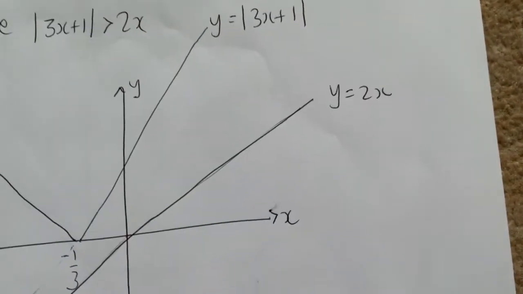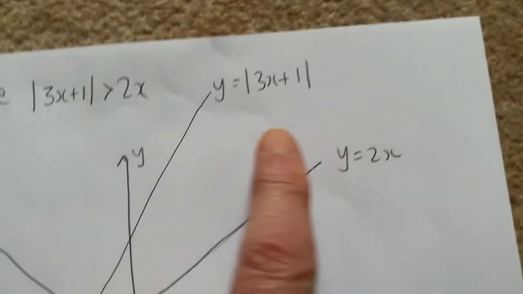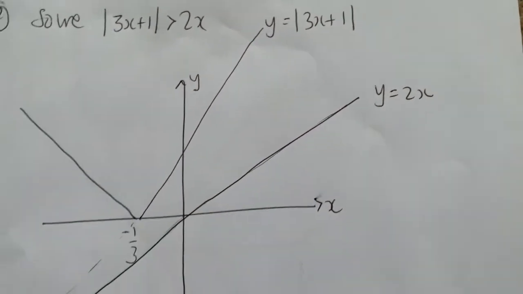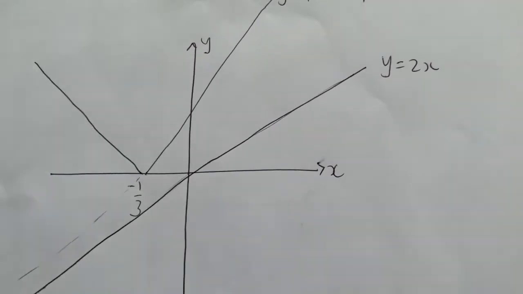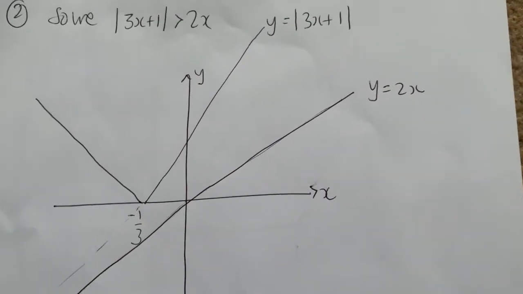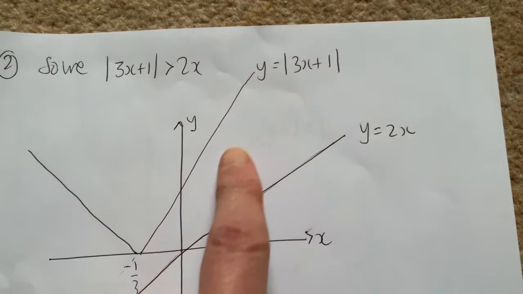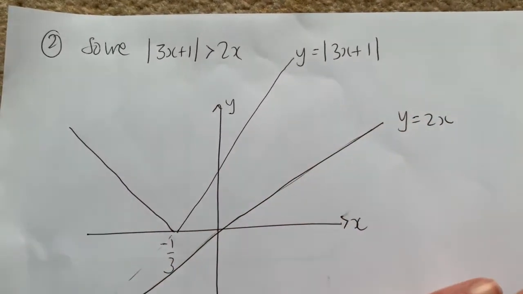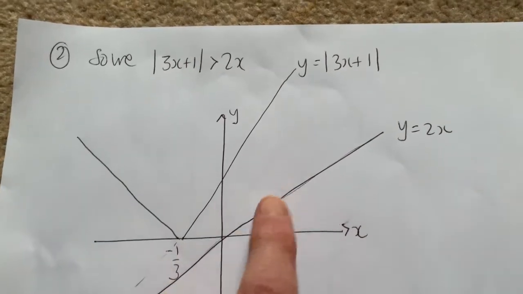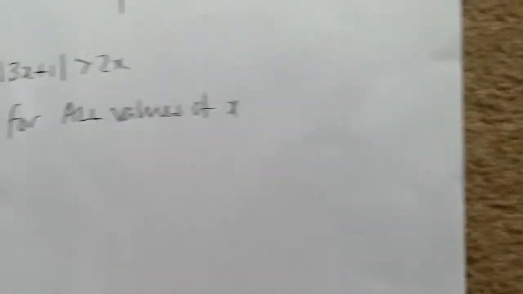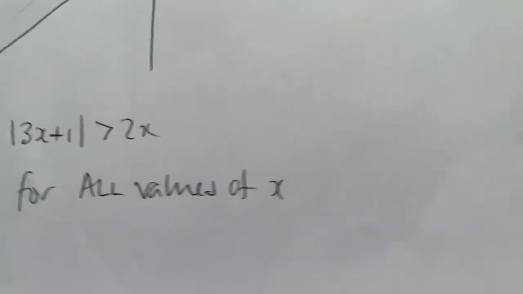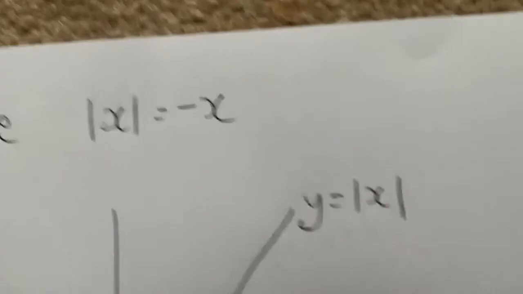You know the gradient of y equals 2x is less steep than the gradient of y equals 3x plus 1. So you can see they are never going to meet, but this graph here is always greater, all the y values are greater than this graph here. So your solution would be all values of x, or if you prefer, all real values of x.